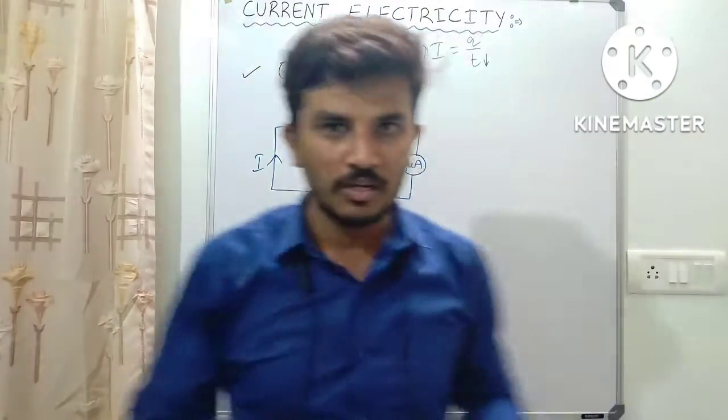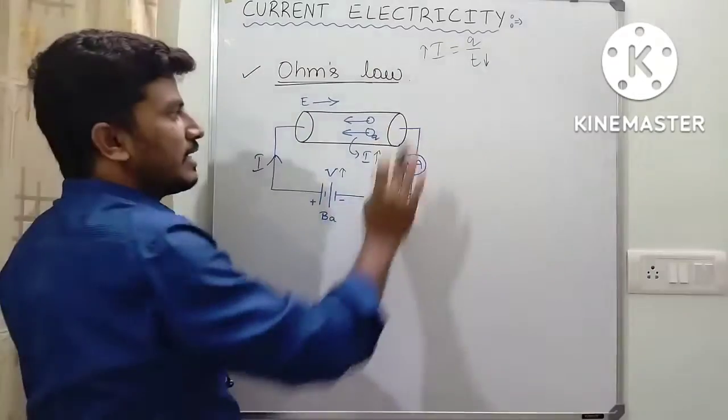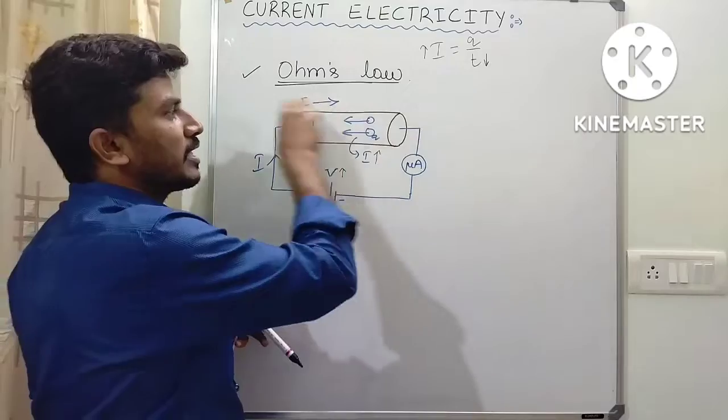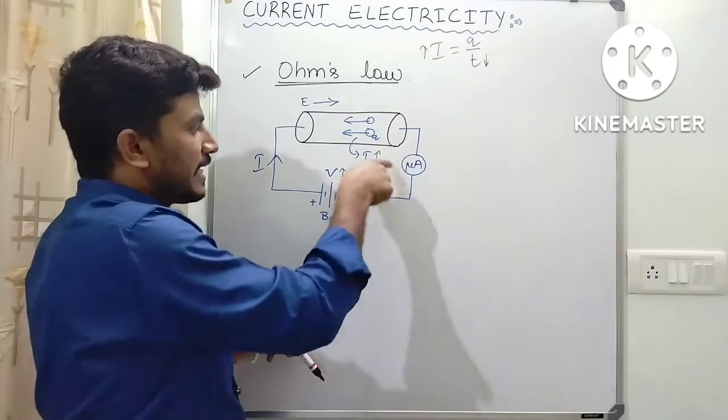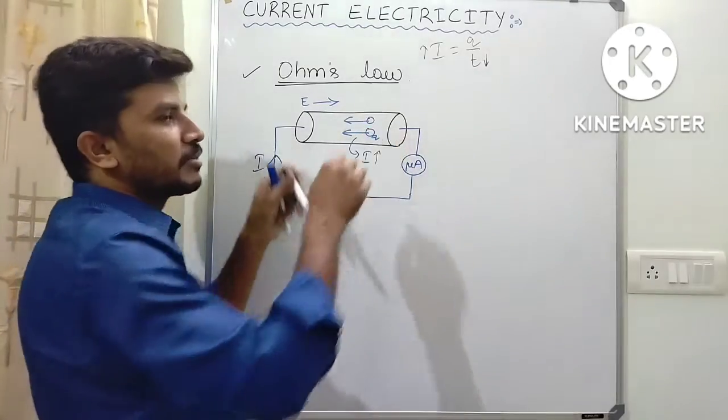So how to state Ohm's law? What is Ohm's law? This is the explanation. The current through the conductor is directly proportional to the potential difference applied across the terminals of the conductor.